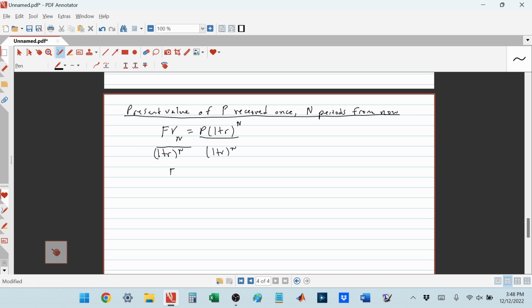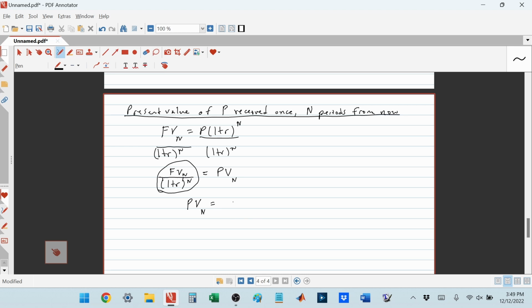So if I invest this much right now, and let it grow for n periods, then at the end of n periods, it'll be worth P. So that's our fourth equation.